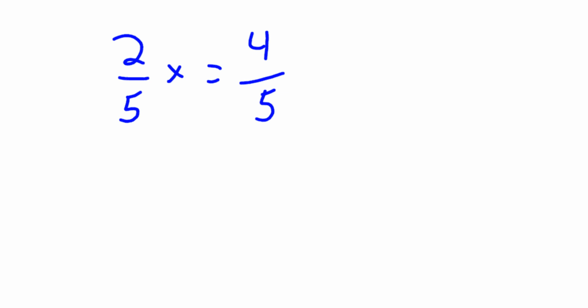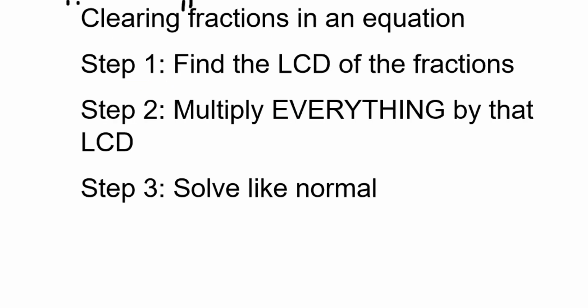The first thing we're going to do, step 1, is find the LCD of the fractions. The LCD is the least common denominator. You've done this before with adding and subtracting. You'll notice this is pretty easy: we've got 5 and 5. They're already the same denominator, so it's perfect.